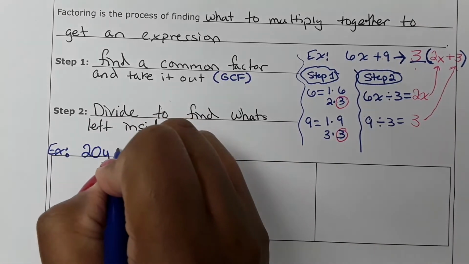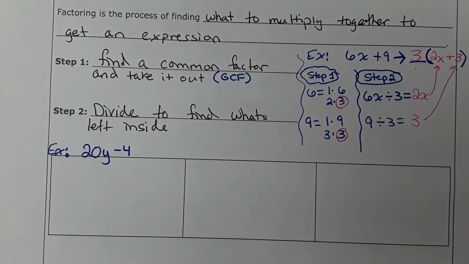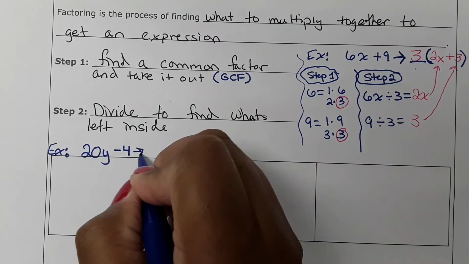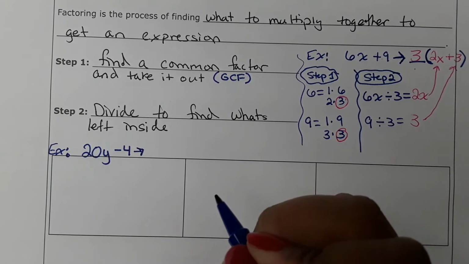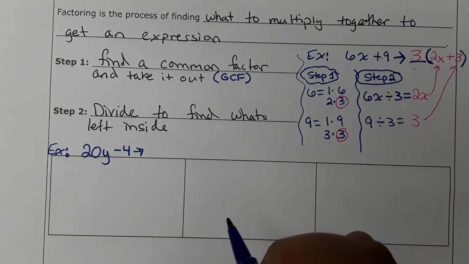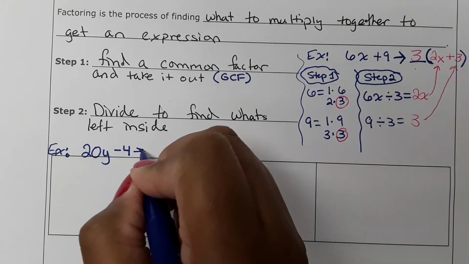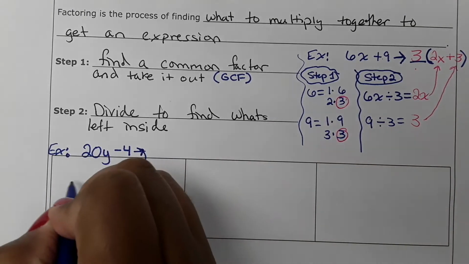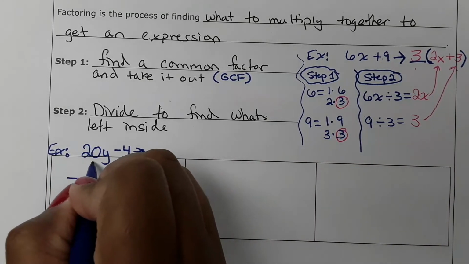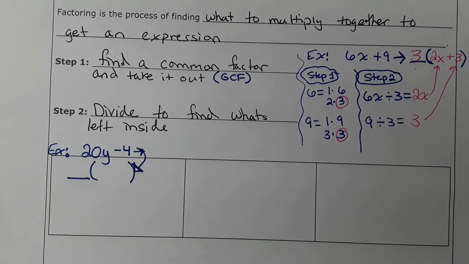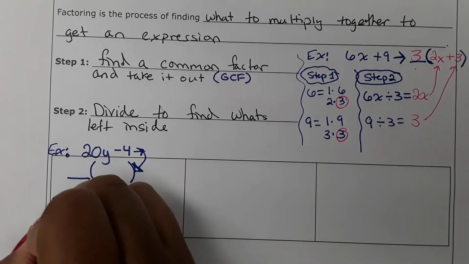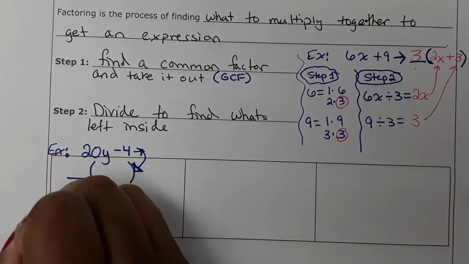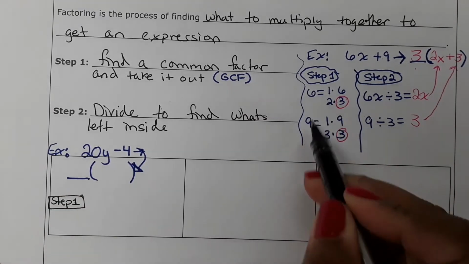20y minus 4. Again, I want to know, what does it look like in factored form? So to do this, I'm going to do it like this. So my setup, I know how to set it up. I'm going to get a number that comes out. That's what they had in common. And then I got to figure out what stays inside. So to do this, we're going to do step 1. Step 1, again, you remember, is to find a common factor.